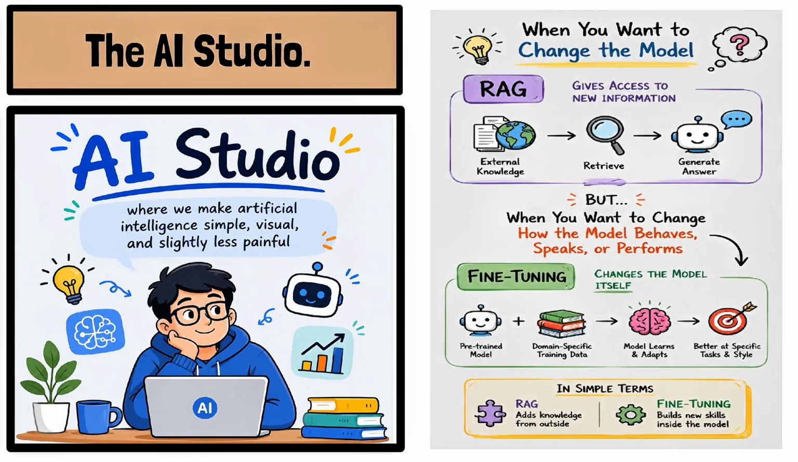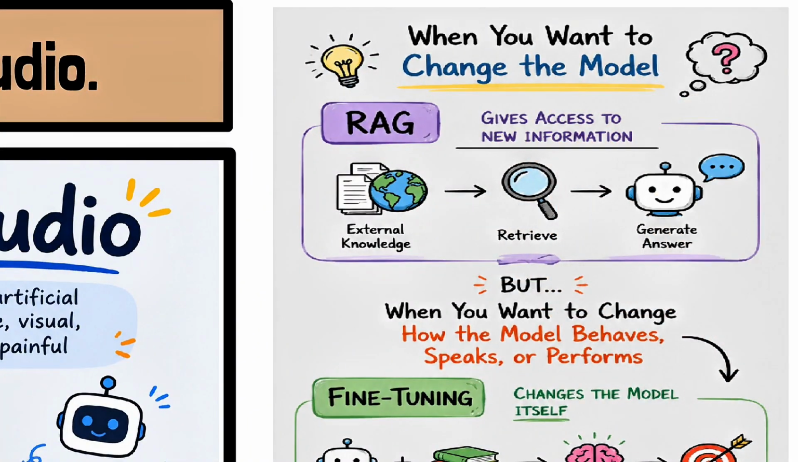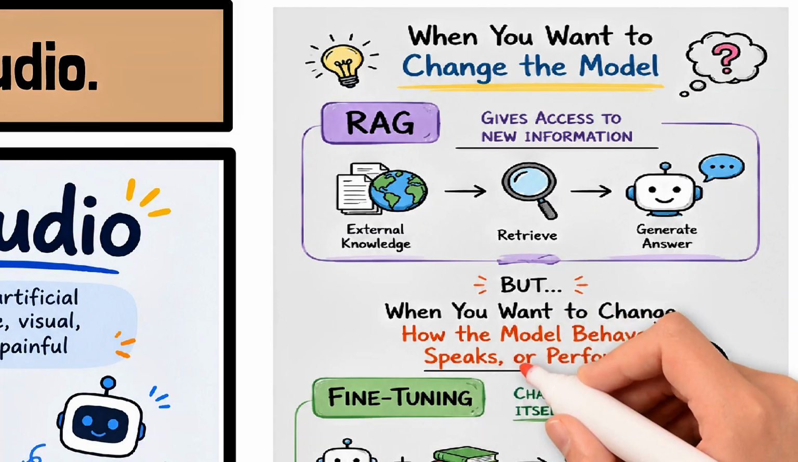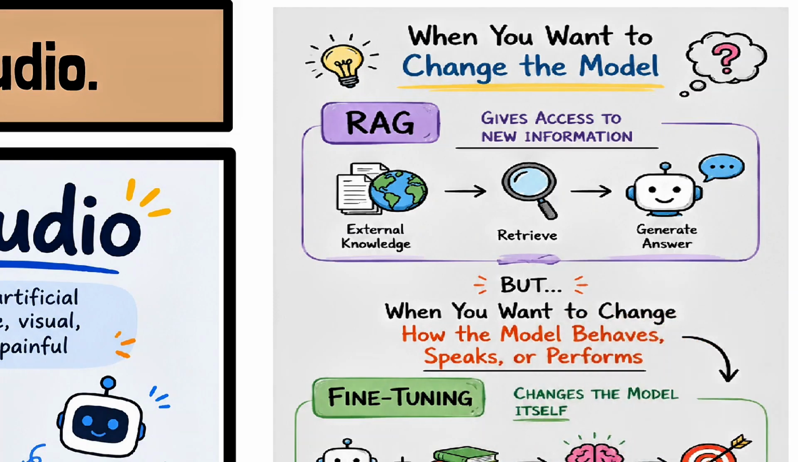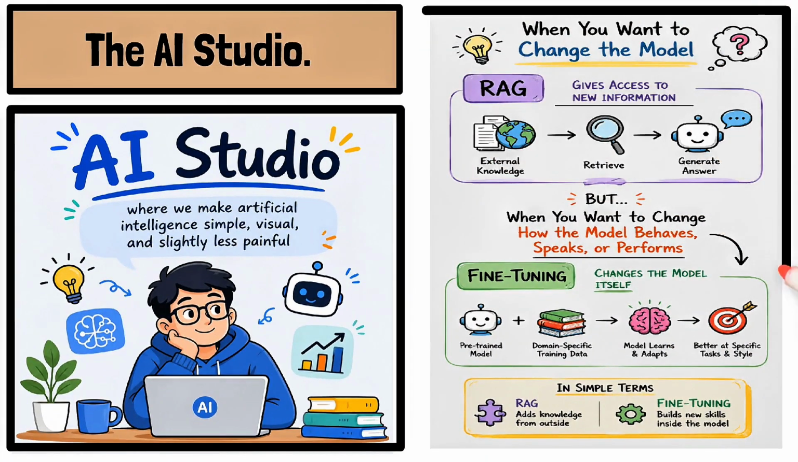But if RAG gives an AI access to new information without changing the model itself, what happens when we actually want to change how the model behaves, speaks, or performs a specific task? And what exactly is fine-tuning?